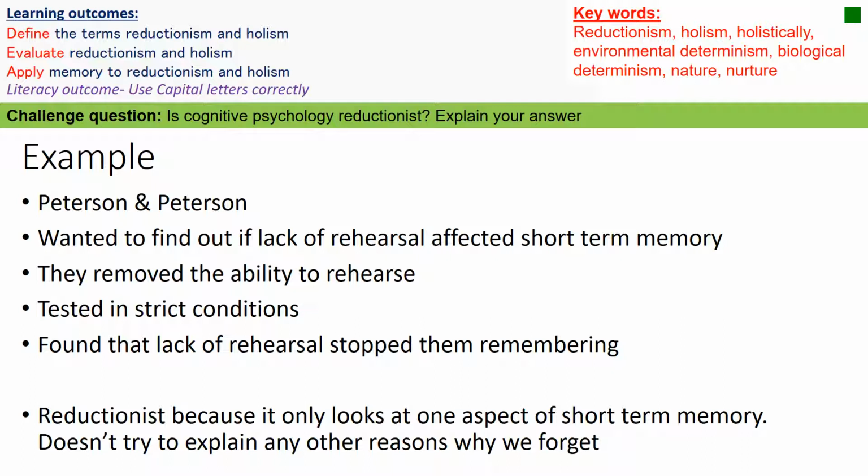Peterson and Peterson also did a lab experiment, so it was really strict conditions with really harsh controls in place. Therefore, again, they're trying to reduce what affects memory down all the time, and therefore we can say it's reductionism. It also only looks at one aspect of short-term memory, so it totally ignores any other explanations as to why we forget things or how we encode things, how we remember different bits of information. And it does quite a simple experiment and then tries to explain memory in quite a simple way. So we would use that as an example of reductionism within psychology.